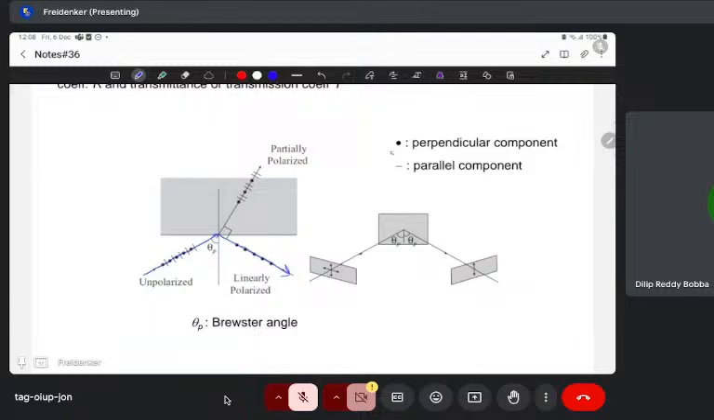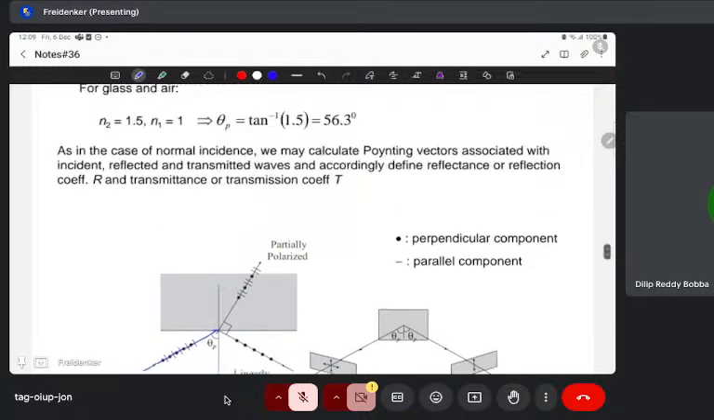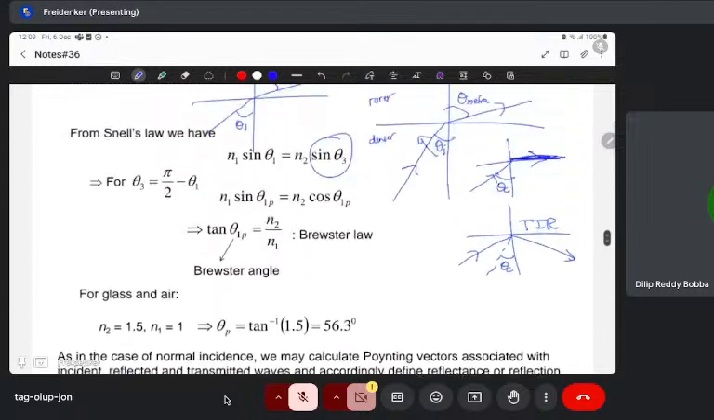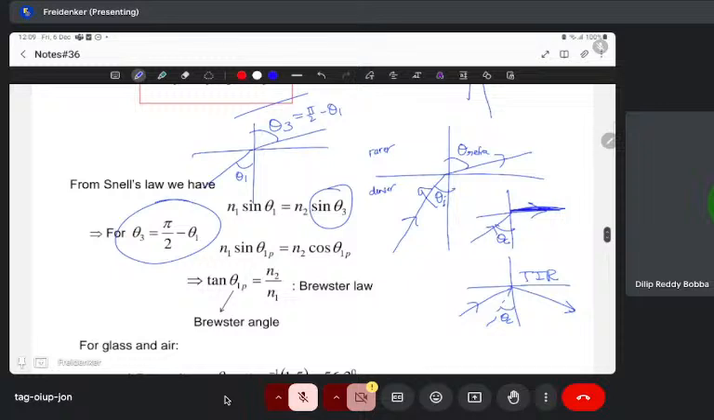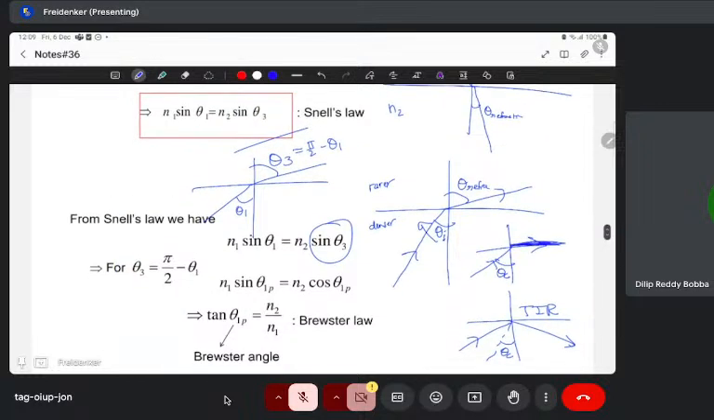And okay, they have notation perpendicular component. So all the parallel components are gone, got blocked. Fine. Okay, picture is there. All these parallel components got blocked. Only perpendicular components remain. Brewster's angle. All of that magic came from here. So theta 3 has to be pi by 2 minus theta 1 for some reason.